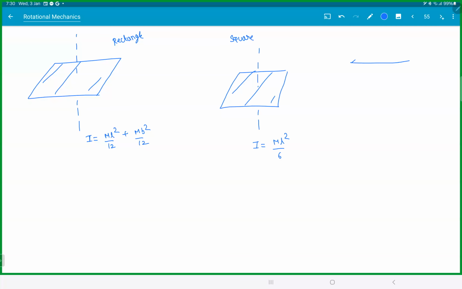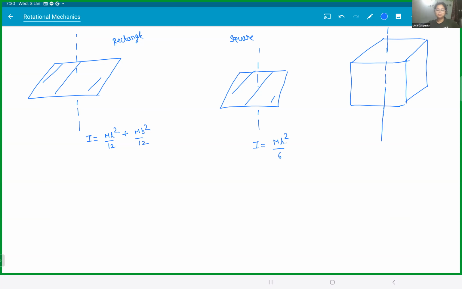You can make even something better. You can make a cube also. Same thing. So I of a square and I of a cube will be the same, because you can just compress this, right? Distances don't change. So rectangle, square, cube. Clear?